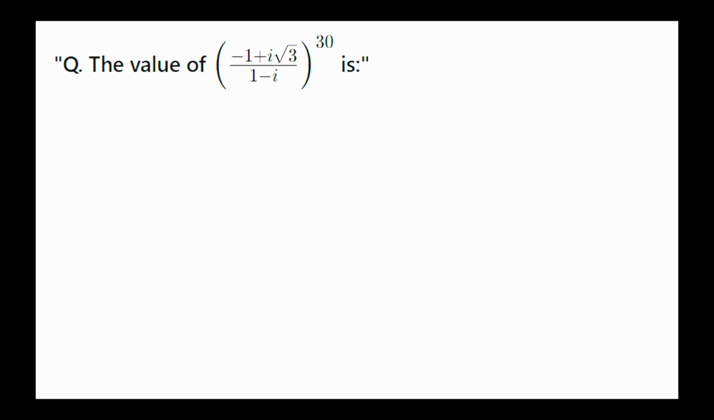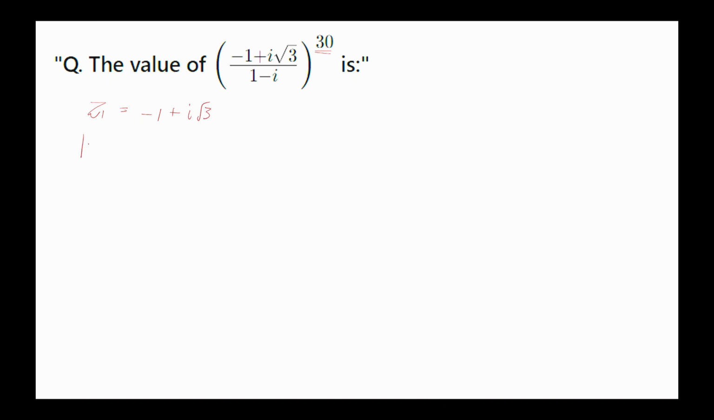Now let's take a look at this question here. The value of this to the power 30 is. Of course, as I've told you, whenever you have been given anything to raise to a higher power, what you'll do is convert it into Euler form. Now they've given us two equations. One of them is z1 equals minus 1 plus iota root 3, which is in the Cartesian format.